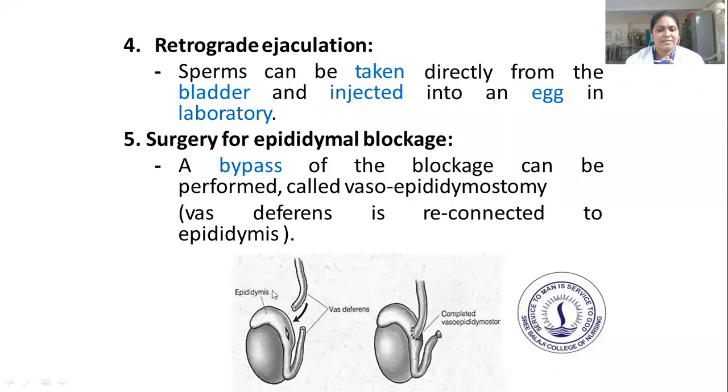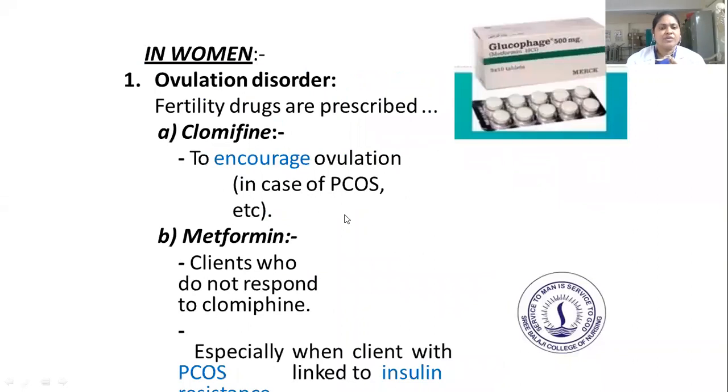So you can see in this picture that it is disconnected, and the vas deferens is being reconnected directly to the epididymis, and it is called a bypass surgery for the epididymal blockage. Next, for the women, one is the ovulation disorders. So we can get this ovulation treated through drugs.